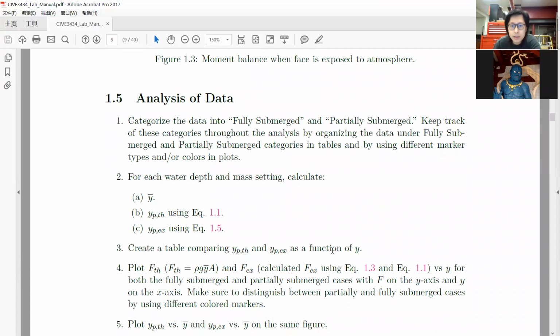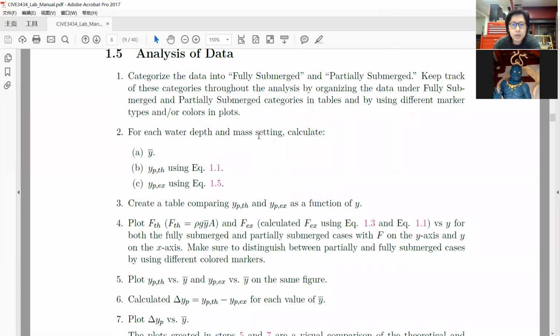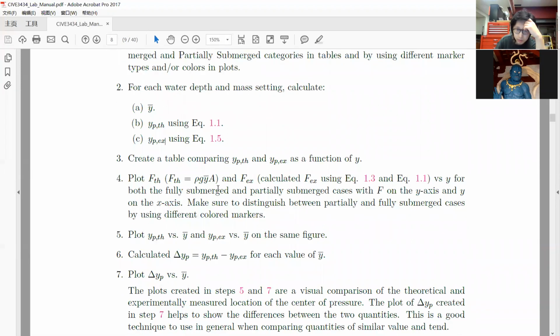We have analysis of data. The first one is categorizing fully submerged and partially submerged. It doesn't really matter. The second one is for each depth and mass setting, calculate the Y bar, YP theoretical, and YP experimental. Y bar is just from the free surface to the centroid, and YP theoretical and YP experimental I already explained how to calculate in the equation. It's just equation 1.1 and 1.5.